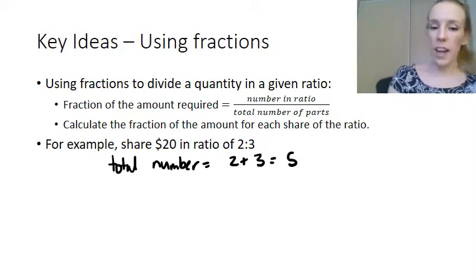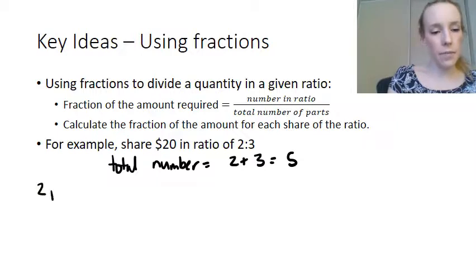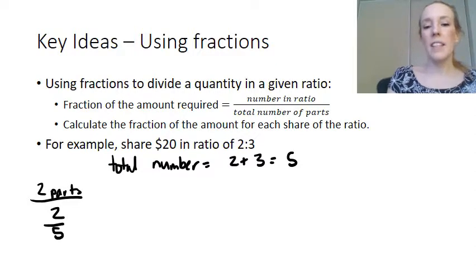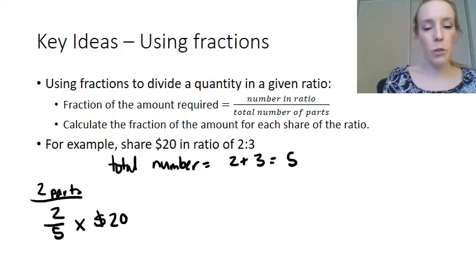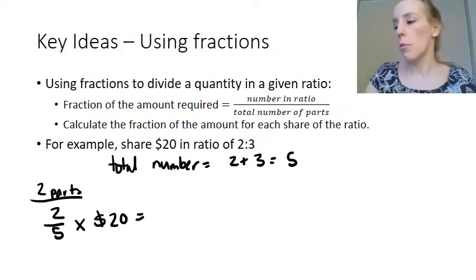So if we're trying to work out what 2 parts is, it's going to be 2 over 5, because 2 parts is the number in the given ratio and 5 is the total number of parts. So it's 2 over 5, and we're going to multiply that by the given amount, which is 20, to find out what the 2 parts will be equal to.